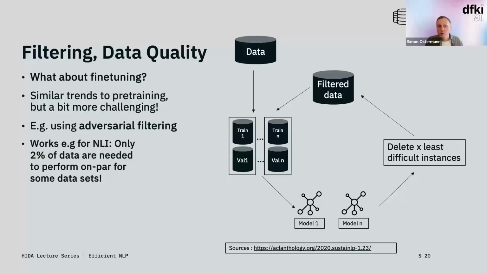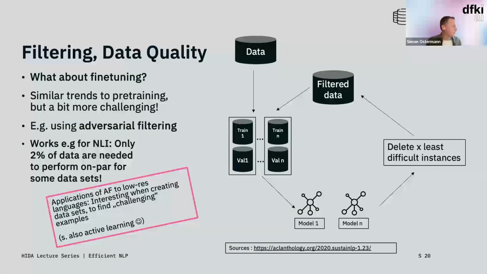And this has been shown to work very, very well. So for natural language inference, for example, which is one of the most common tasks for evaluating language models and downstream performance, people have found that you need only 2% of the training data to perform on par for some of the data sets, right? So this is very, very relevant if you have a larger amount of data and you want to cut it down to something smaller to make the most out of the available data.